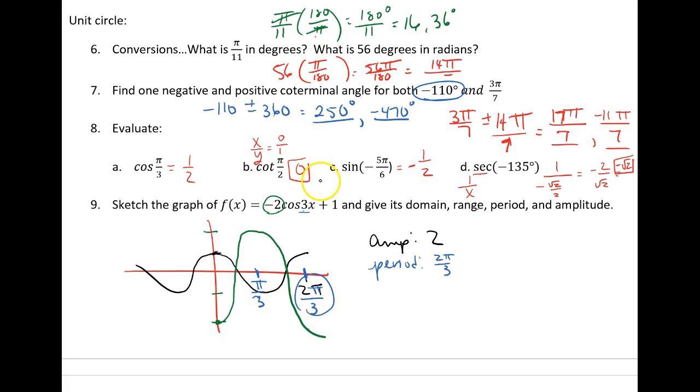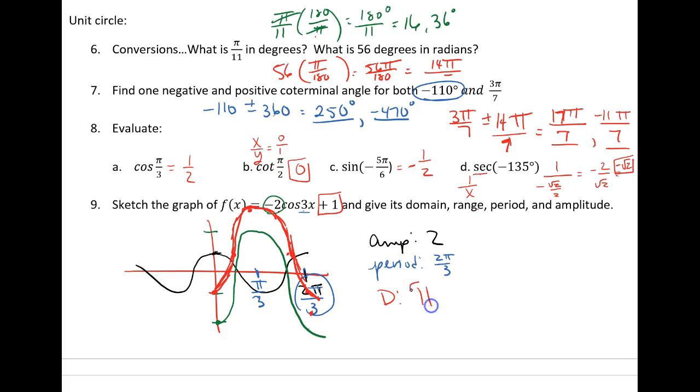Now the last thing is the +1 at the back. And what is that going to do? Well, the +1 is a vertical shift. So it's basically just going to move all of this up 1 unit. So I'll take this point, move it up 1. This moves up 1. That moves up 1. Everybody's moving up 1. Isn't this exciting? So the red one is my final graph, and I've already done period and amplitude as I went.